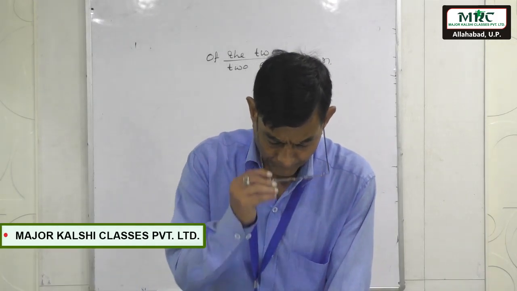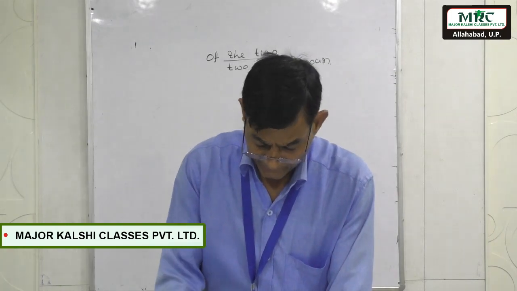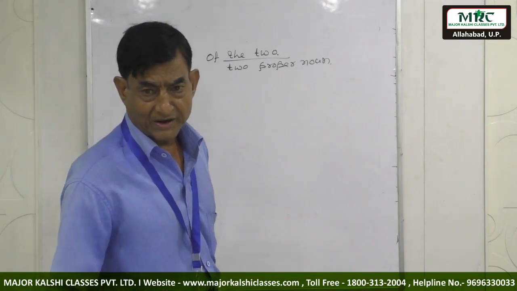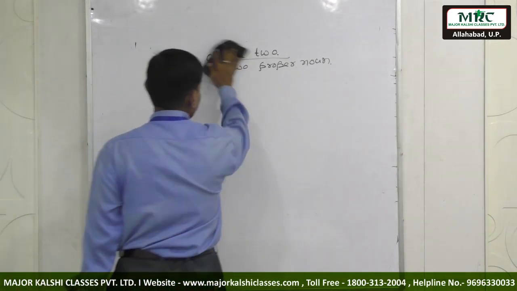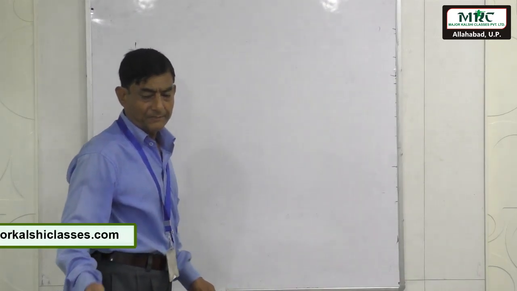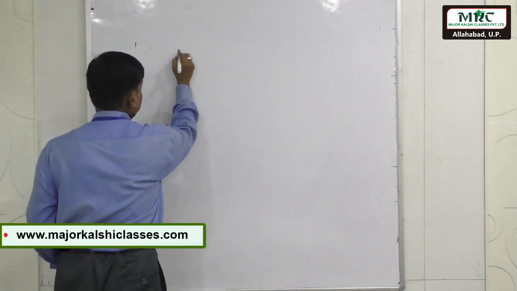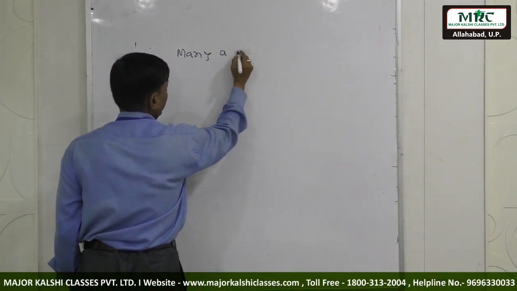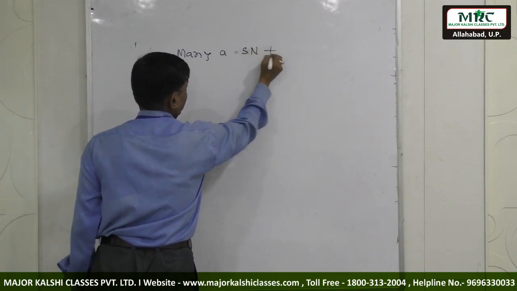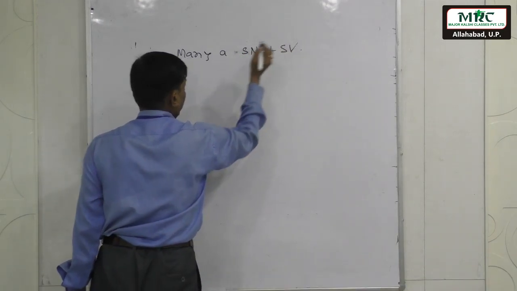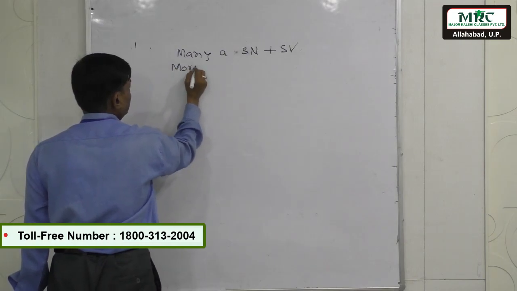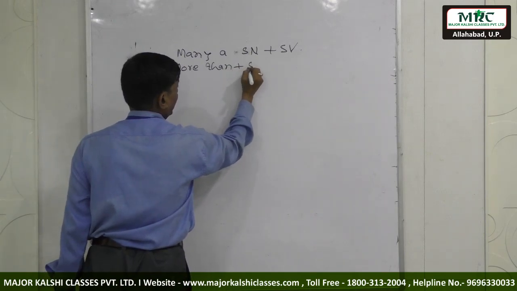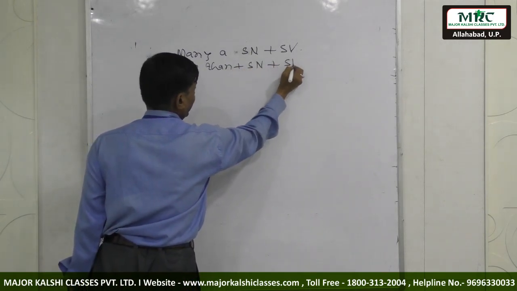Moving further, wherever A comes with something other than number, it always takes singular number of verb. We can explain it. Many a always takes singular noun and singular verb. More than one takes singular noun and singular verb.